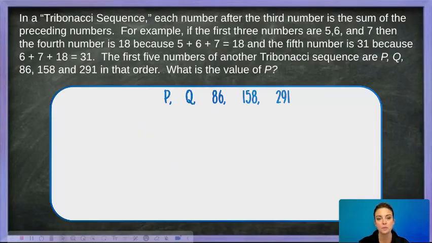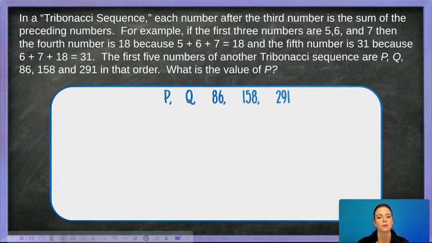All right, so our first one says, in a Fibonacci sequence, each number after the third number is the sum of the preceding numbers. And preceding means just the numbers that came before. For example, in the first three numbers, if they are 5, 6, and 7, then the fourth number is 18 because the sum of 5, 6, and 7 is 18. And then the fifth number is 31 because now we're taking the next set of three numbers in the sequence, so 6, 7, and 18, and adding them together to get 31. And we could continue this sequence on and on in the Fibonacci sequence.